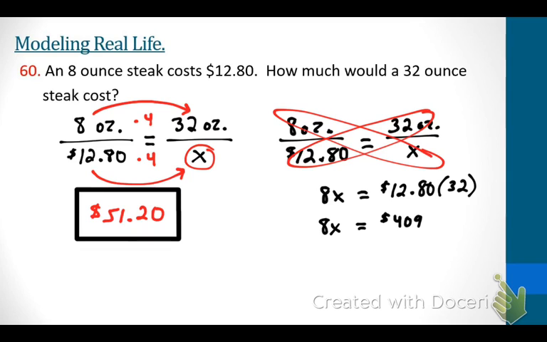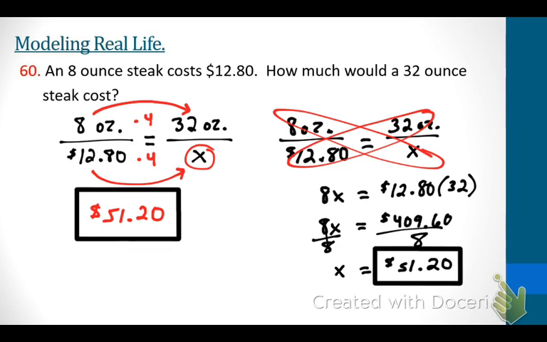It was $409.60. Then you divide by 8 on both sides, and you would still get the same answer, $51.20. Okay, so it does not matter to me how you get that answer. Just go ahead and show some kind of a proportion. You can use mental math or cross products to find the answer.